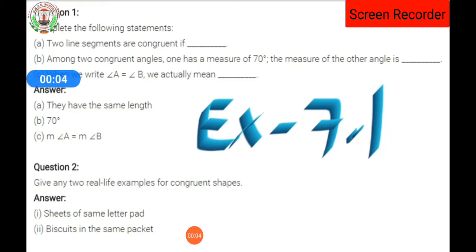After the pre-midterm exam, we are going to see chapter number 7 again. Before the pre-midterm exam, chapters number 7 and 8 were already over, isn't it? But as the midterm syllabus is chapters number 1 to 7, we are going to revise chapter number 7 again.